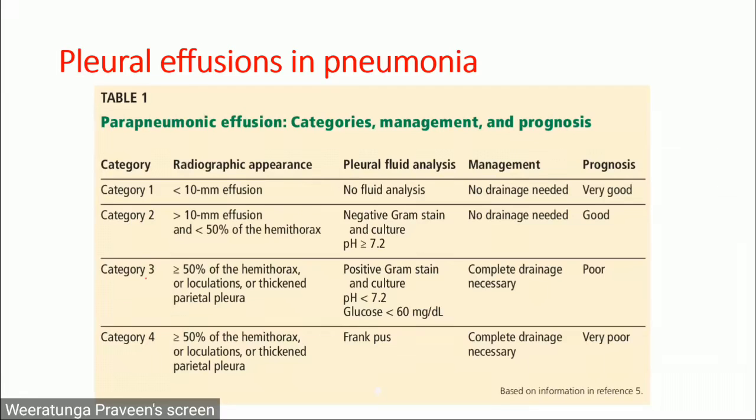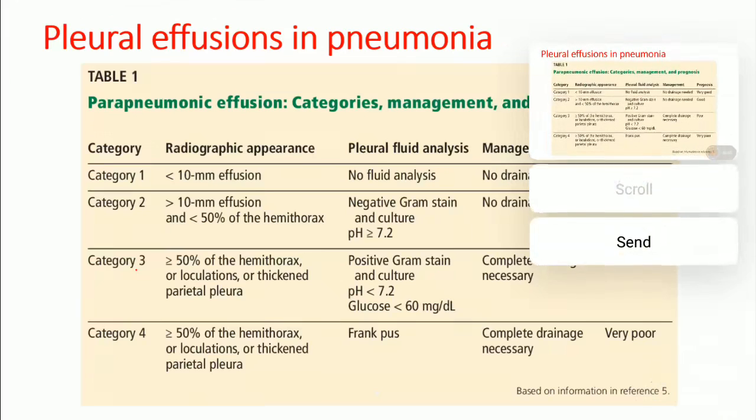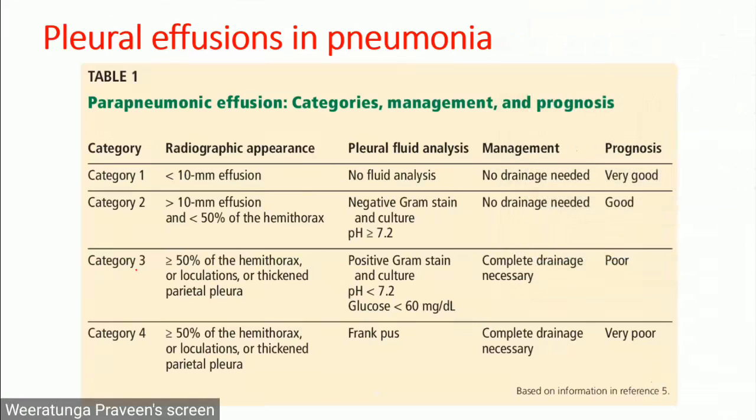So pus, positive gram stain, pH less than 7.2, glucose less than 60. In addition, with empyema, if you scan the chest with ultrasound, you see a thickened, septated pleural cavity. So the pleura will be thickened and there will be septations within the pleural cavity. All these features suggest an empyema. So the pus, the gram stain, the pH, glucose, and the thickening and septation of the pleura can indicate an empyema.